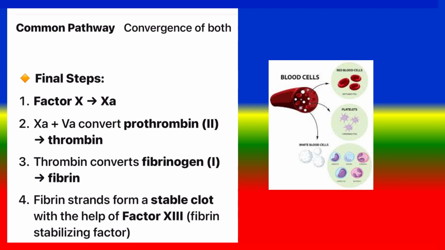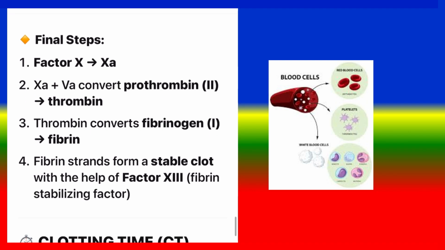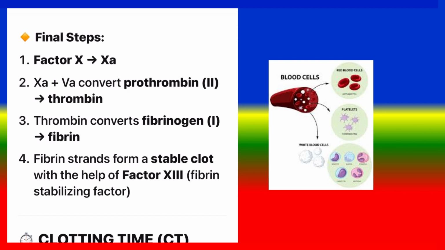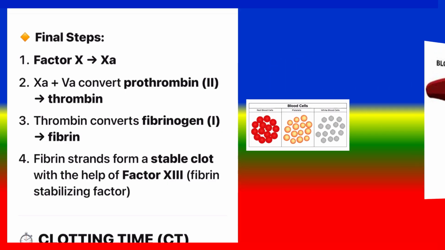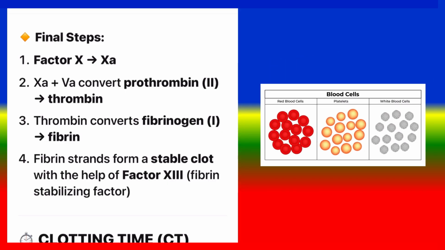Final steps. 1. Factor X to Xa. 2. Xa plus V converts prothrombin to thrombin. 3. Thrombin converts fibrinogen, I, to fibrin. 4. Fibrin strands form a stable clot with the help of factor 13, the stabilizing factor.